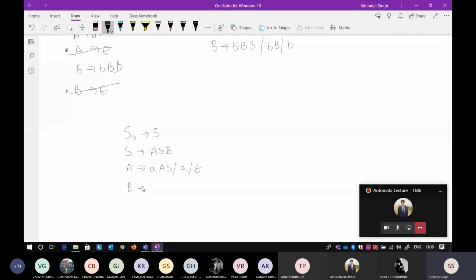Now B tends to SBS, and then there is a, and then there is BB. Okay, so now keep in mind we have to eliminate this production, A tends to epsilon, so I can also write it like this, so it will not create any kind of confusion that A tends to epsilon. Okay, so now I want to eliminate this production.